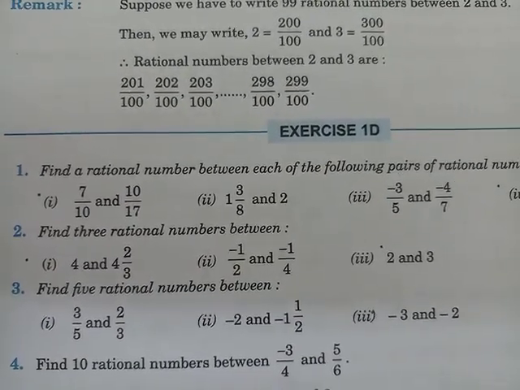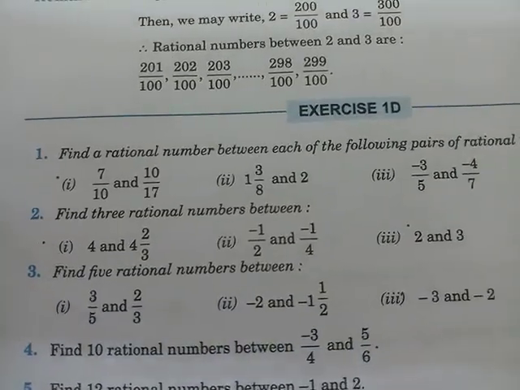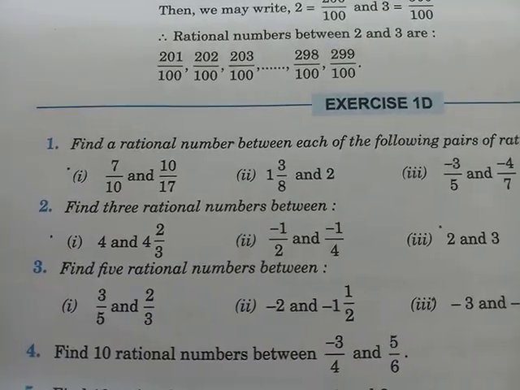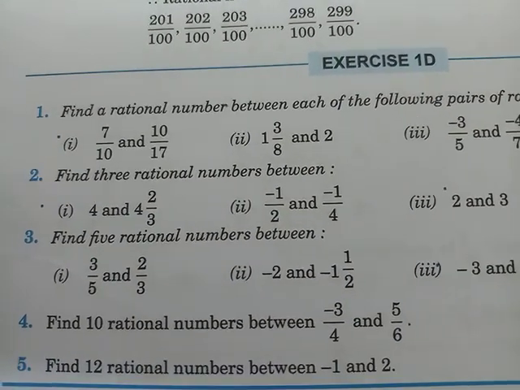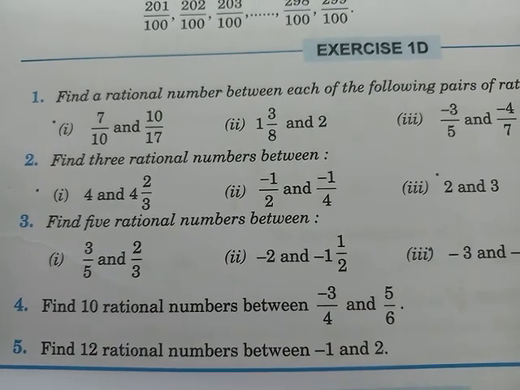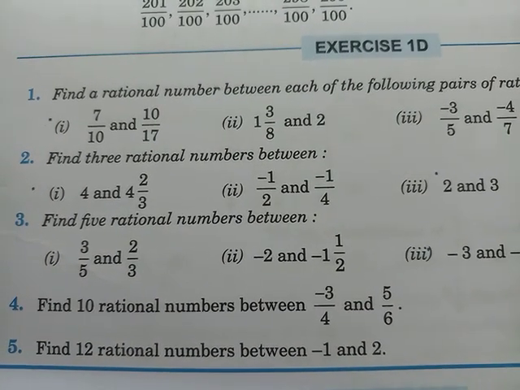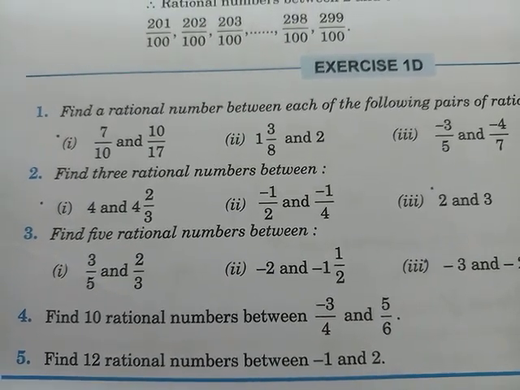Then we come to question number 2 onwards. Question number 2, they are saying find three rational numbers between the given pair of rational numbers. In the third one, we are looking for 5 rational numbers. In the fourth one, we are looking for 10 rational numbers to be inserted. And in the fifth one, we are looking for 12 rational numbers to be inserted.